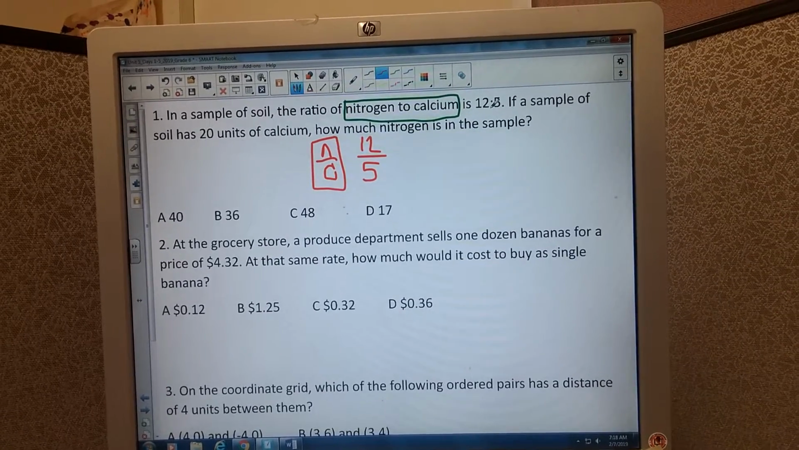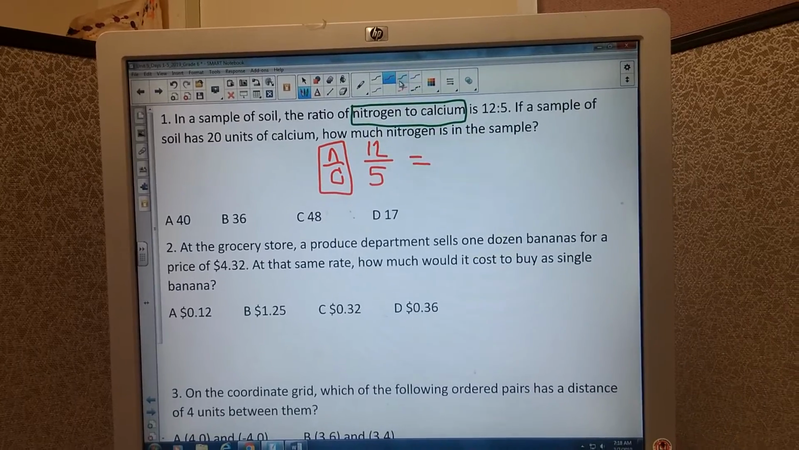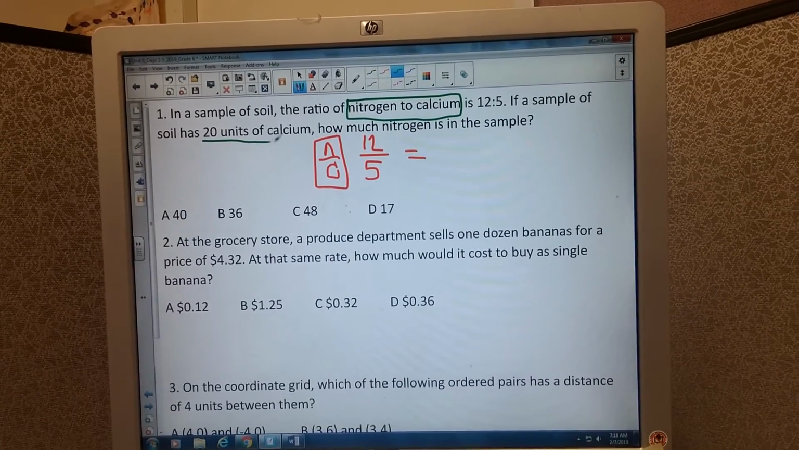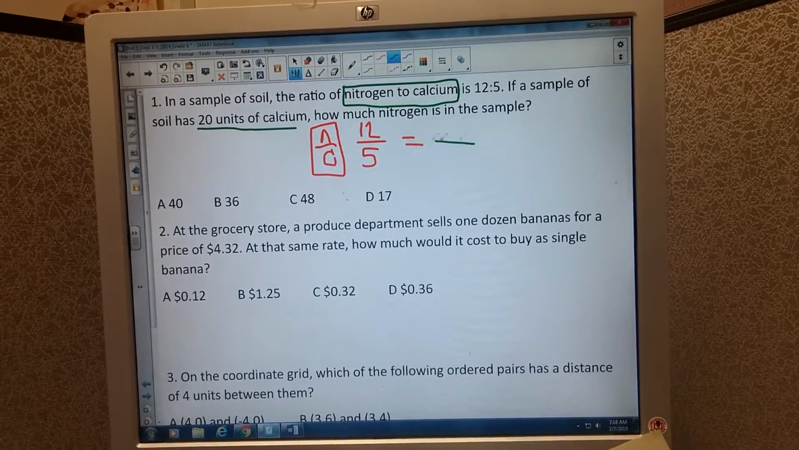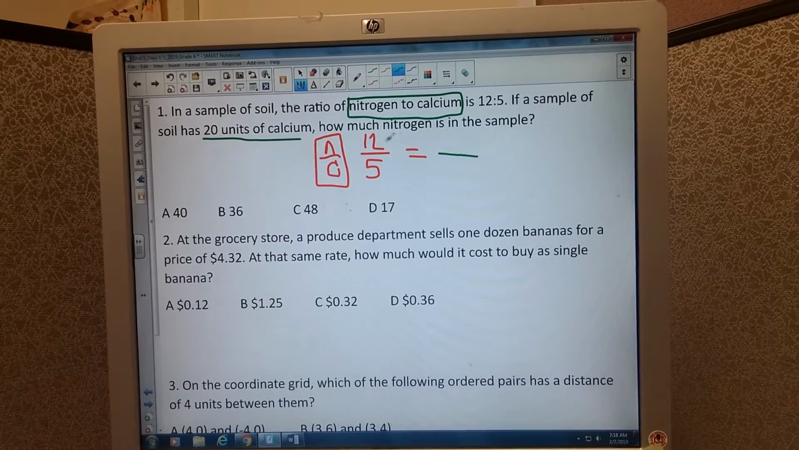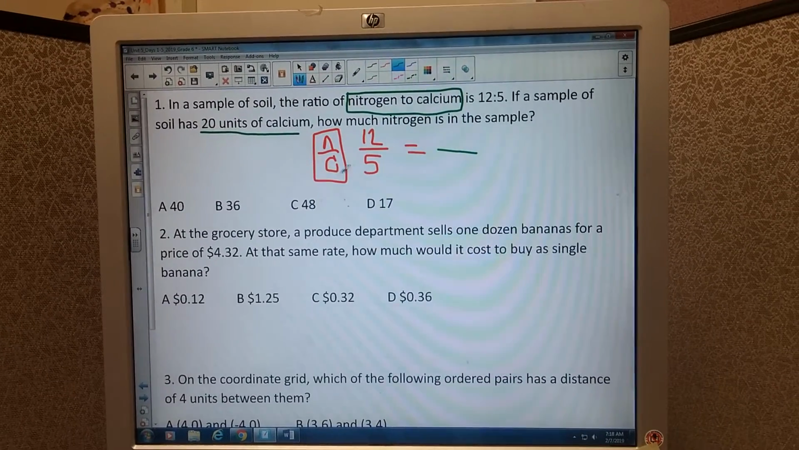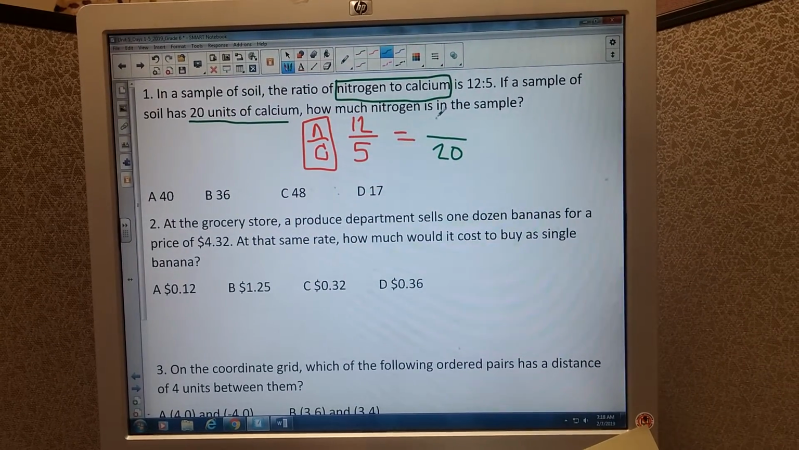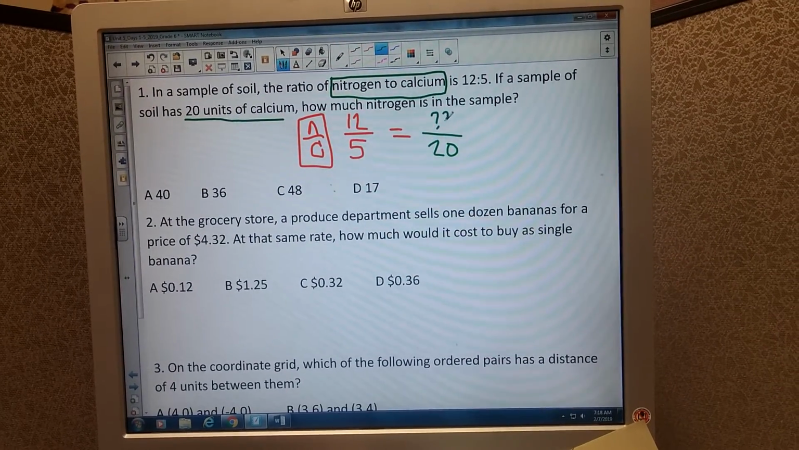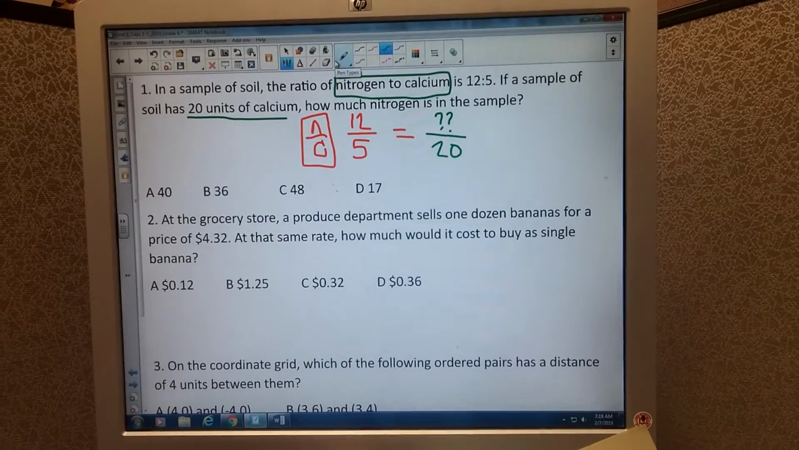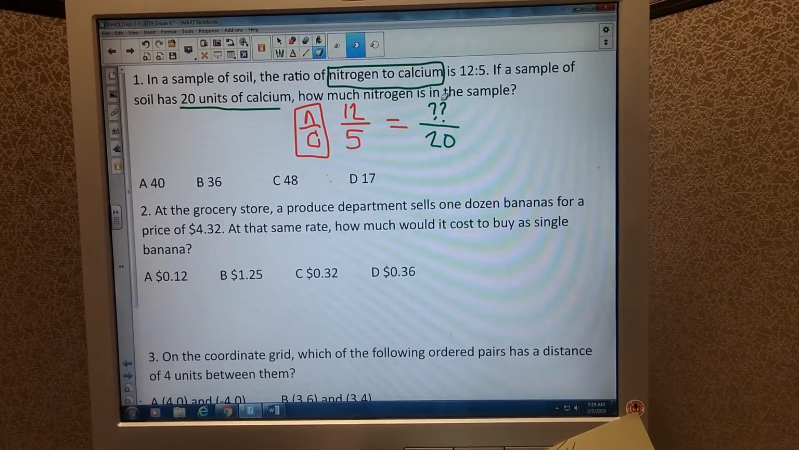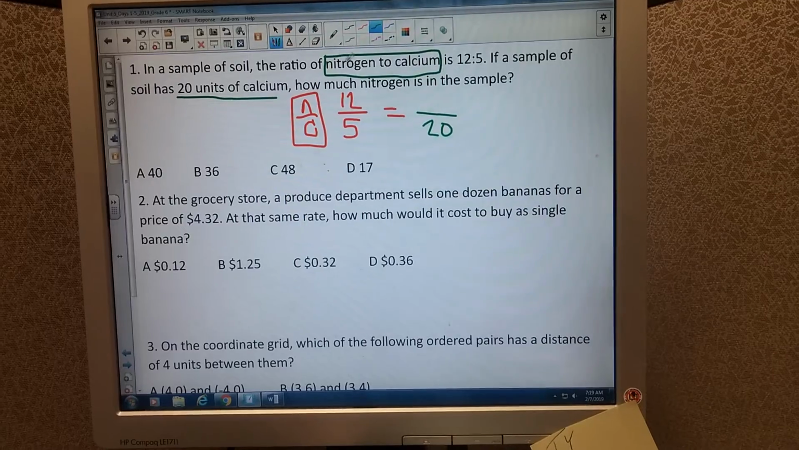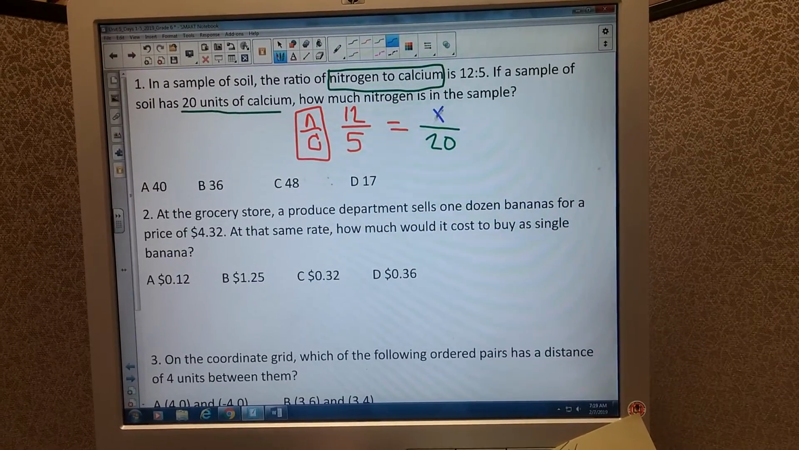The order matters. And as we keep reading, it tells us if a sample of soil has 20 units of calcium. The whole point of making the ticket is we know we're keeping track of nitrogen in the numerator, calcium in the denominator. So 20 units of calcium. How much nitrogen is in the sample? That's what we don't know. That's what we're trying to figure out. And if you wanted to, instead of putting question marks, now that we're getting into algebra, you could put an X there. It's an unknown. That's what we're trying to figure out.